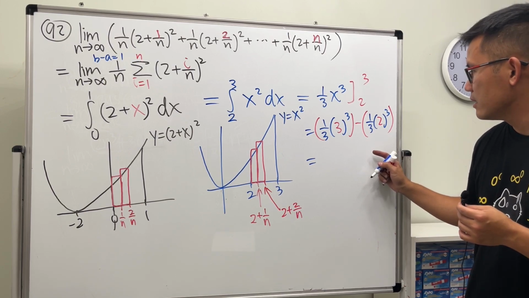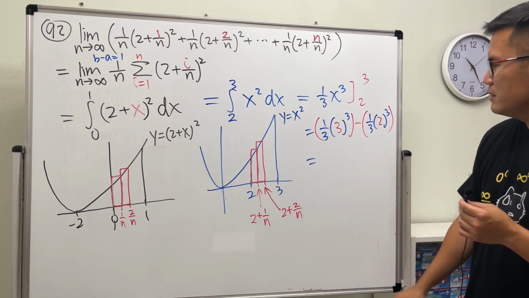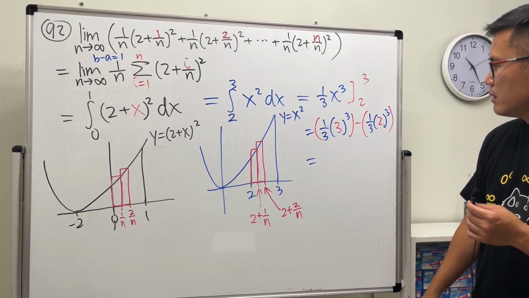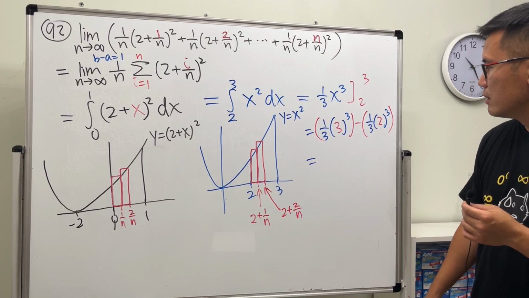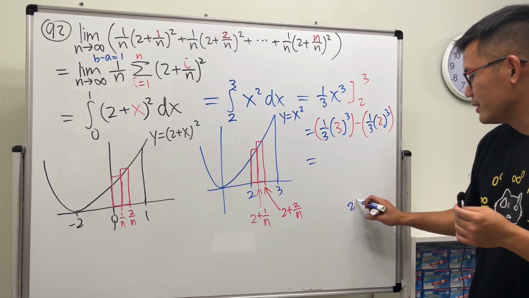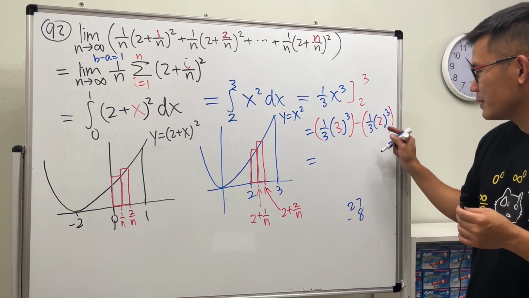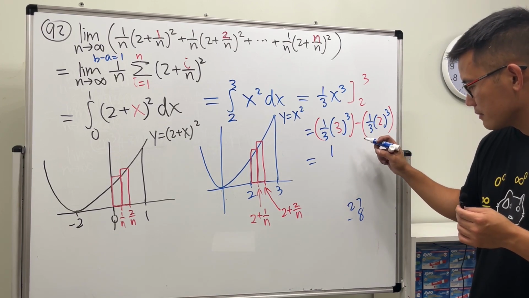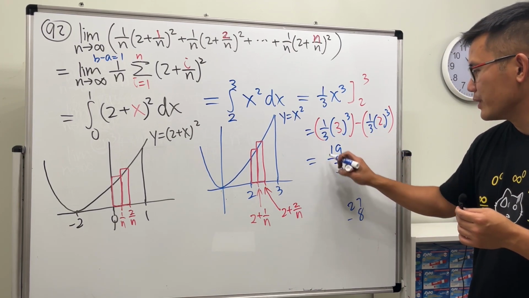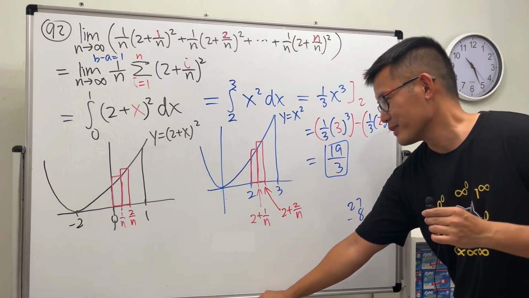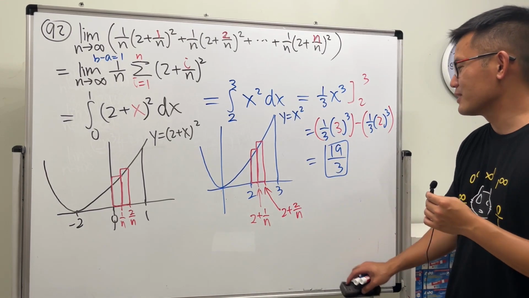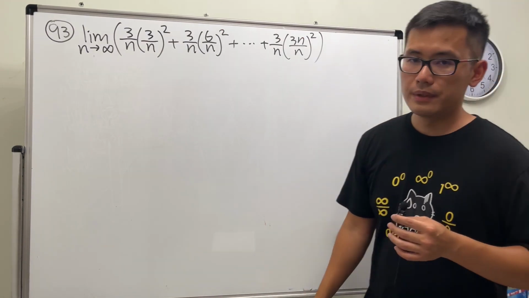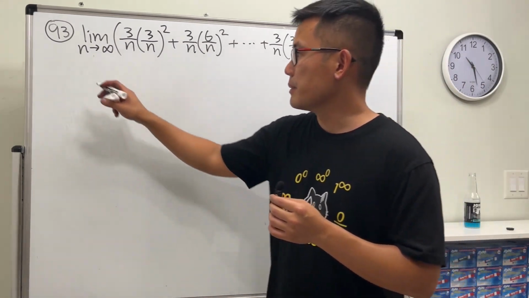Minus 9. 18? No, that's 8. Oh my goodness. 27 minus 8. 19, right? 27 minus 8 is 19. This is 19 over 3. There we go. Almost got it right. I was like, oh, how can this be so nice to be like 3? Not possible. Cool. Now, put this in the sigma summation form.